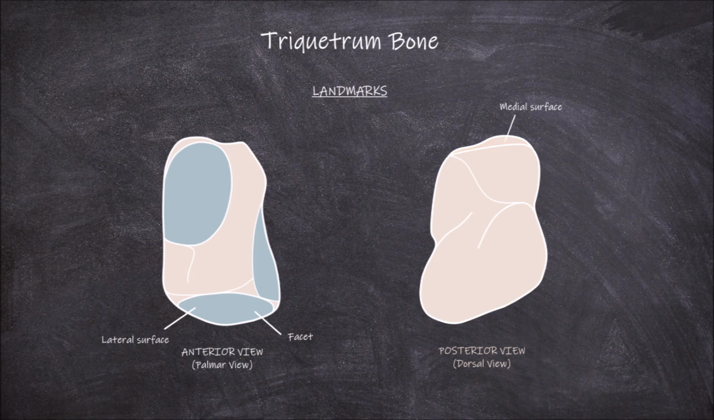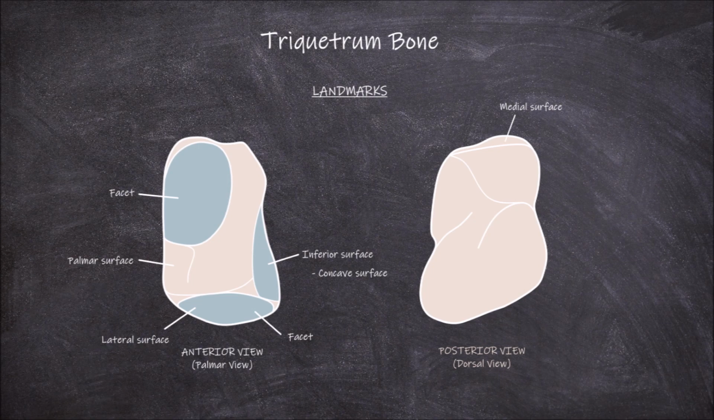The third surface is the palmar surface, also known as the volar surface. This surface has a facet on it for articulation with the pisiform bone. The fourth surface is the inferior surface. This surface has a concave surface for articulation with the hamate bone.